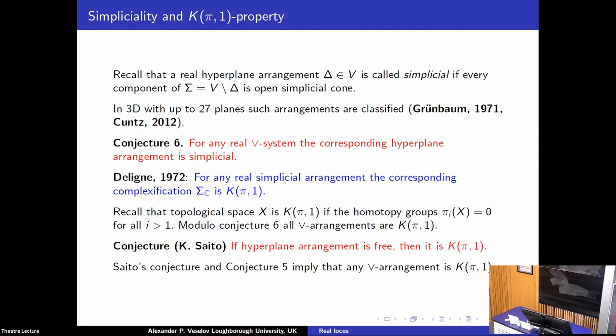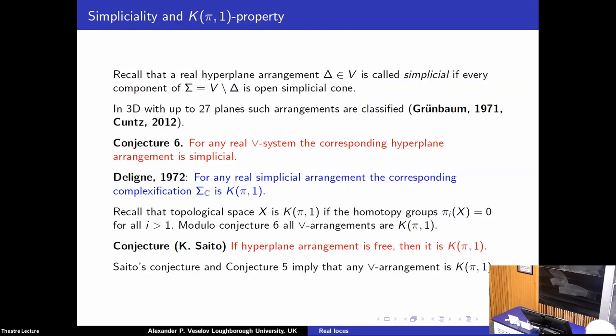This is a conjecture by Saito. Which still holds, right? I mean, it's no longer true. Counterexample, I see. Yeah. Nevertheless, there are so many coincidences.